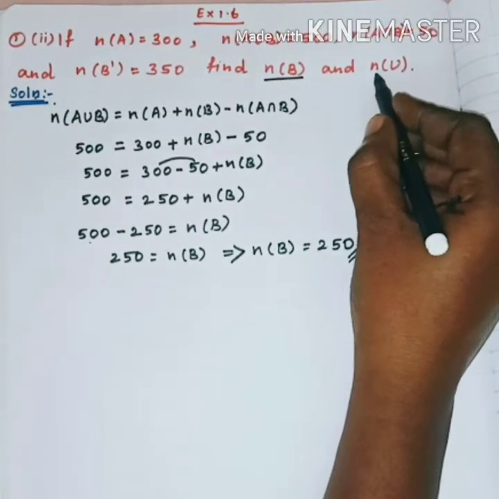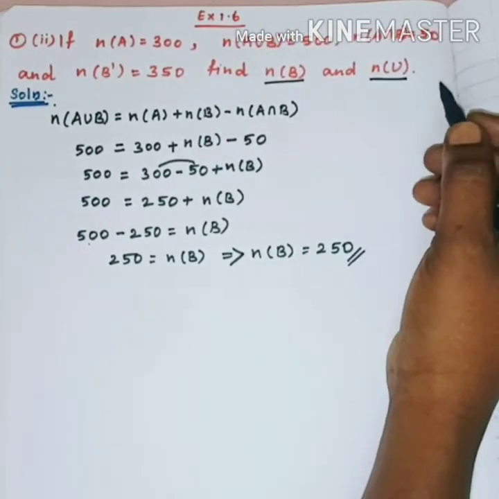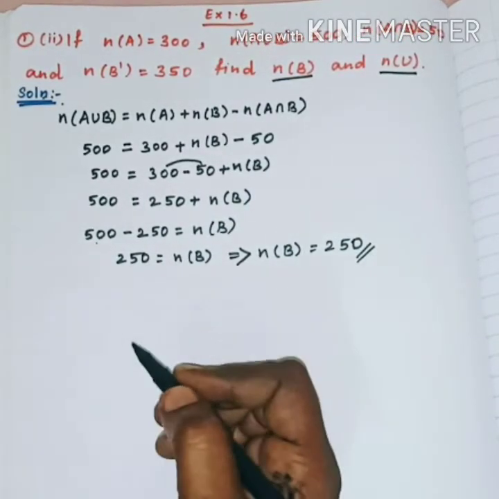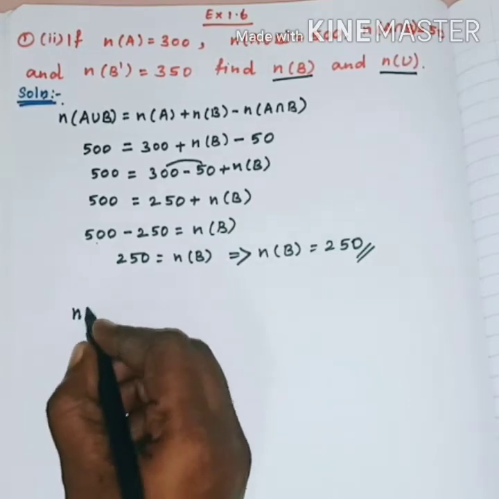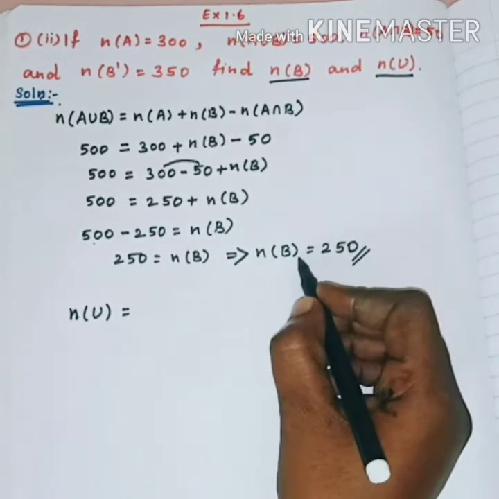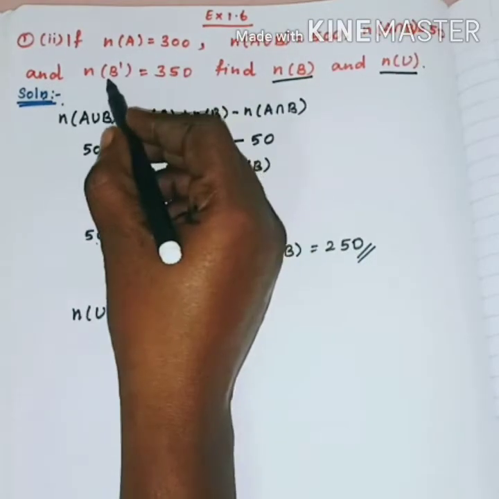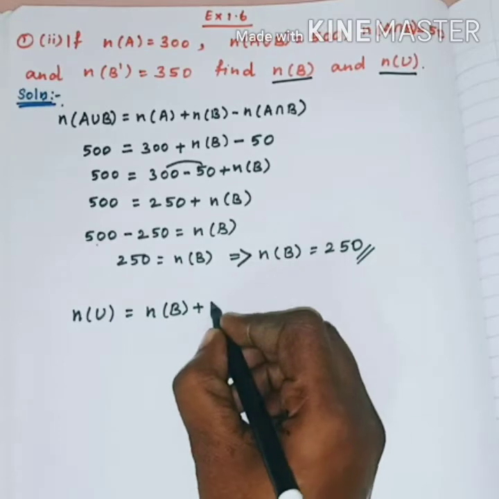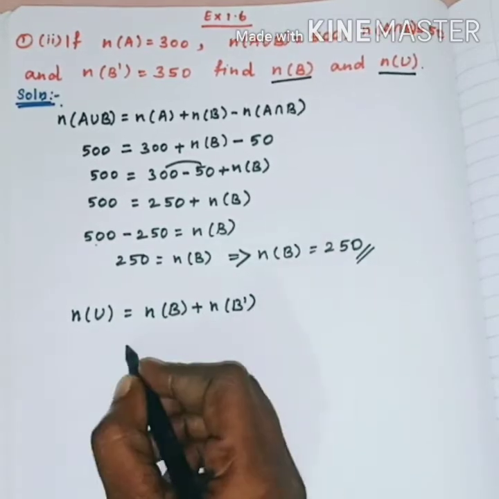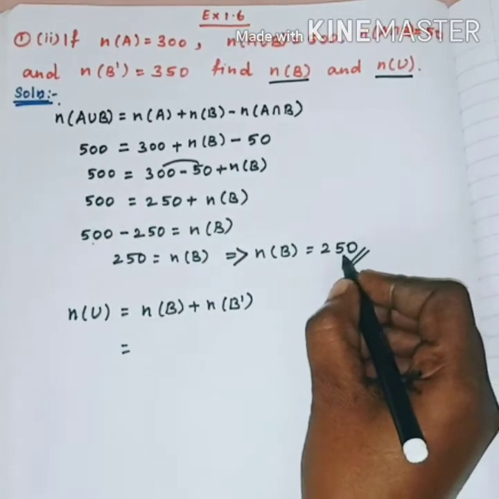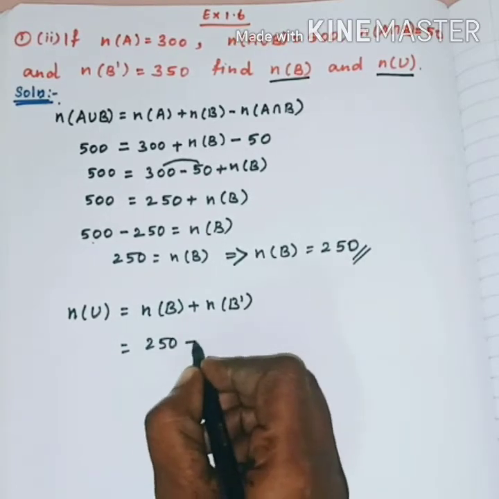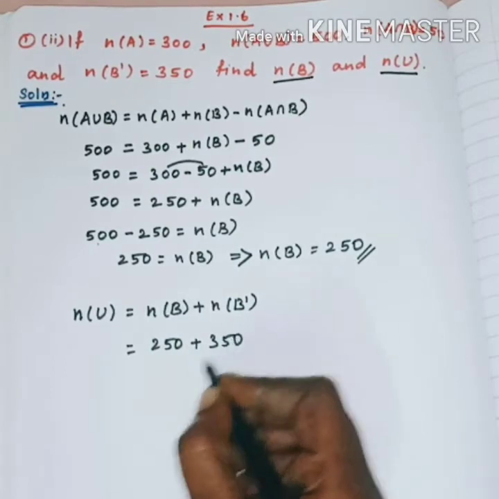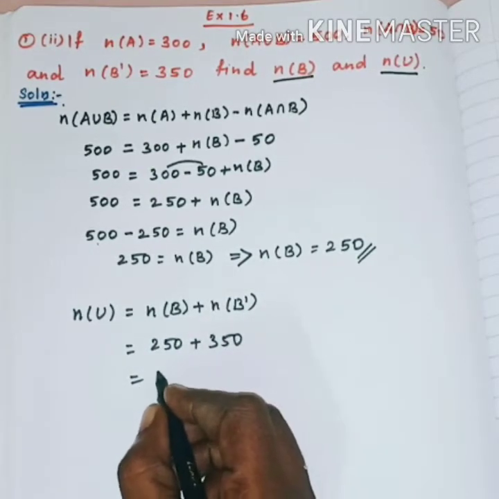Next we have to identify n of U. For this we have to use the next result. So n of U is equal to, we know n of B and also we know n of B dash. So use the result n of B plus n of B dash. So n of B is 250. Substitute, and n of B dash is 350 given in the sum. So adding these two we get 600.